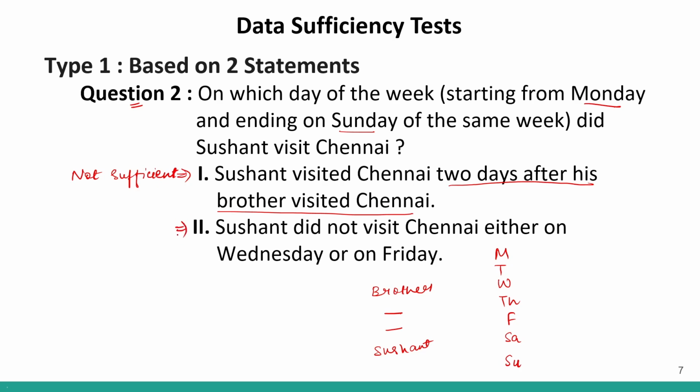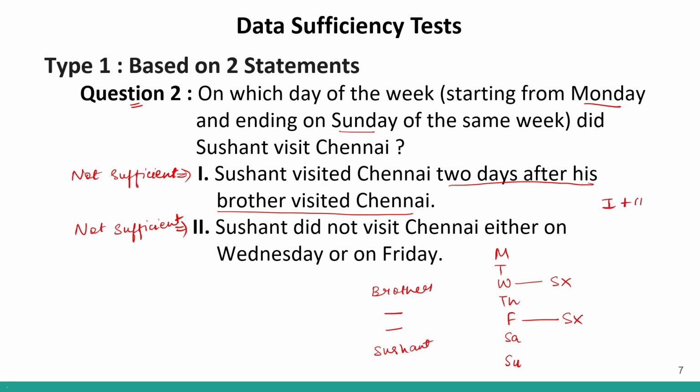Let us look at statement 2. Statement 2 says Sushant did not visit Chennai either on Wednesday or on Friday. So he did not visit on Wednesday, nor did he visit on Friday. This is the information that statement 2 gives us. This alone is also not sufficient to answer on which day of the week he visited Chennai. So now I will look at statements 1 and 2 together.